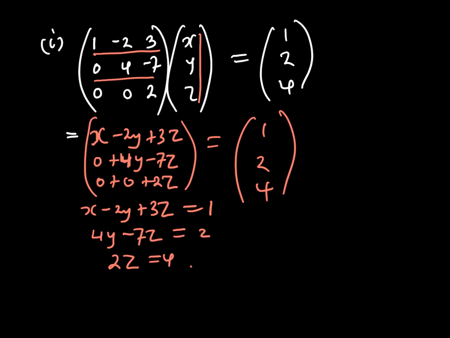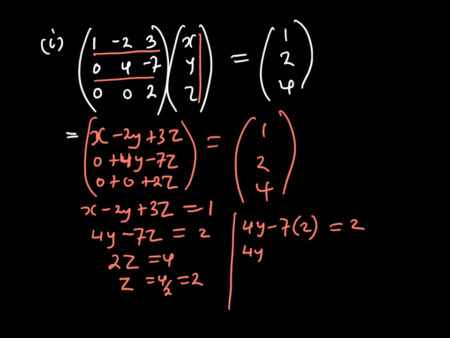Now, if 2z is equal to 4, then z is 4 by 2, which is equal to 2. Okay. Now, if z is equal to 2, and I have 4y minus 7 into z, which is now a 2, okay, must give me a 2. So 4y will be equal to 16, and therefore y is equal to 4.